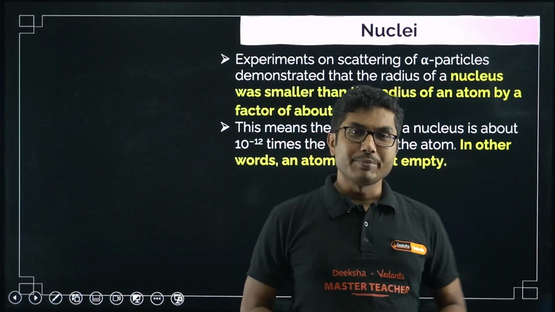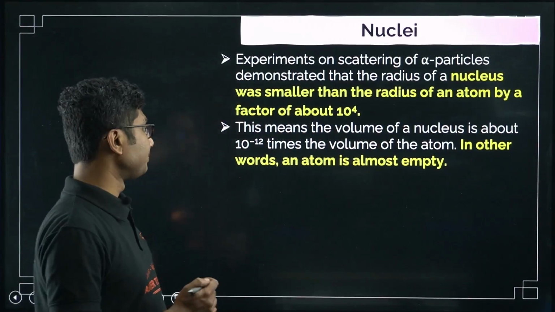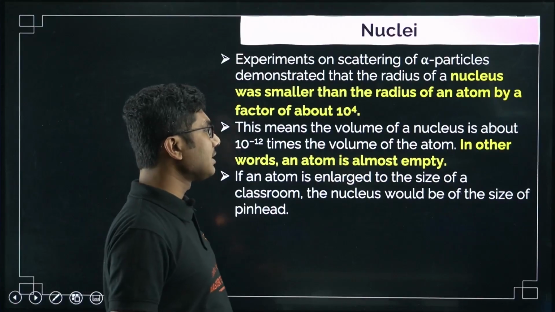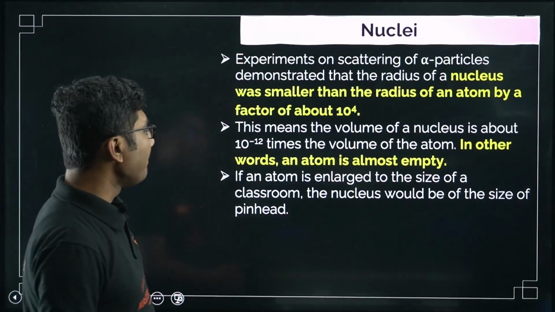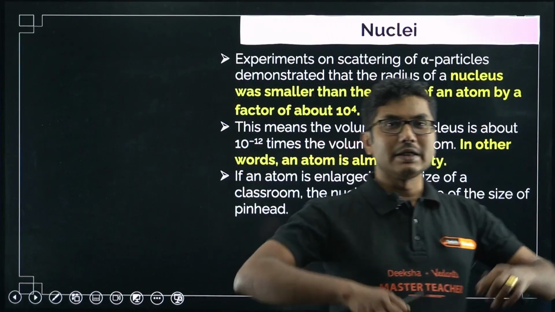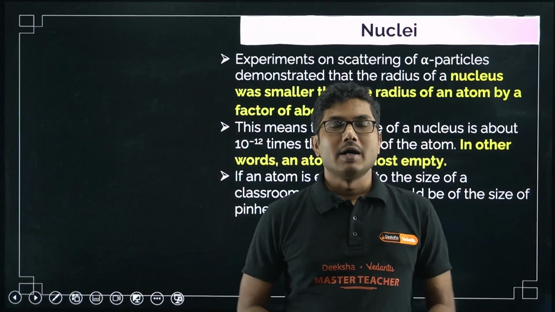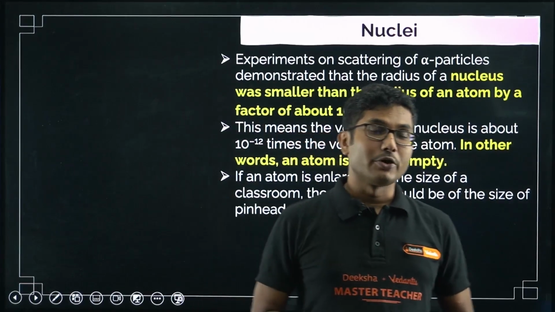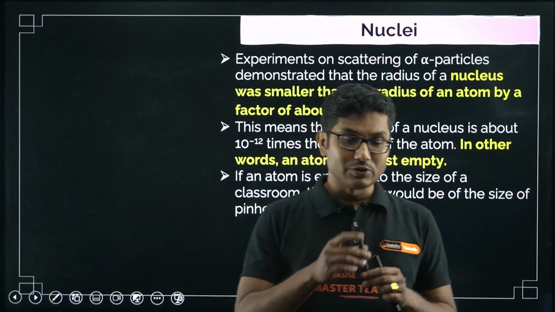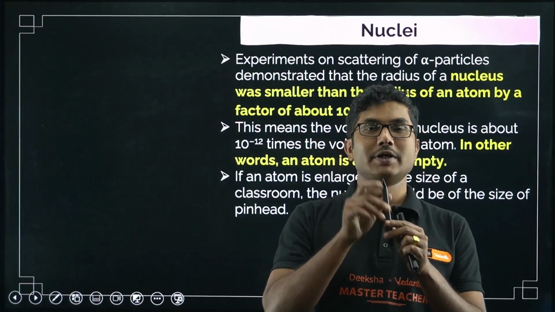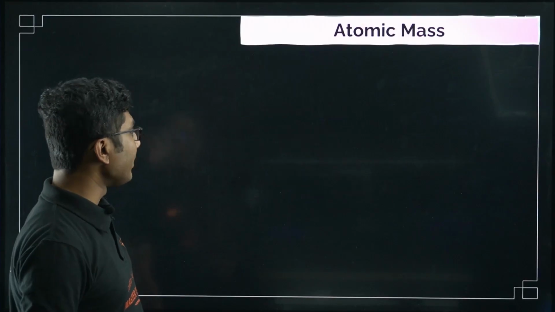So the atom is almost empty, and at the center of the atom is located the nucleus. If an atom is enlarged to the size of a classroom, the nucleus would be the size of a pinhead. So if you increase the size of the atom to the size of the classroom where you take your notes in the PUC board exam, then the nucleus will be just the size of the tip of a pin. You can imagine, as small as that. Very, very tiny.